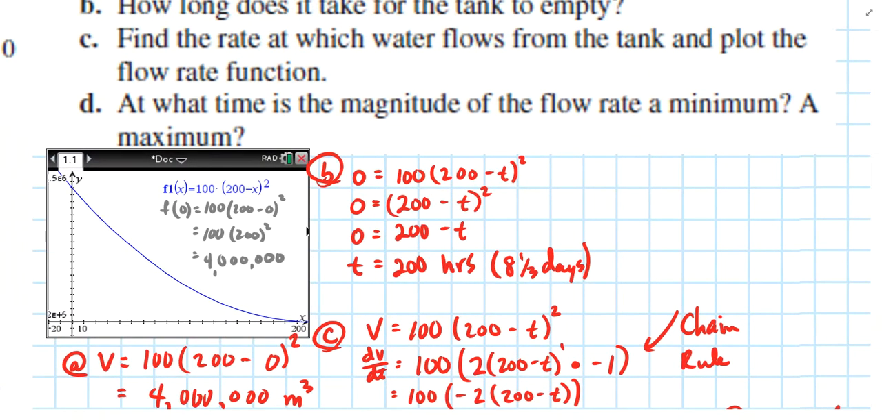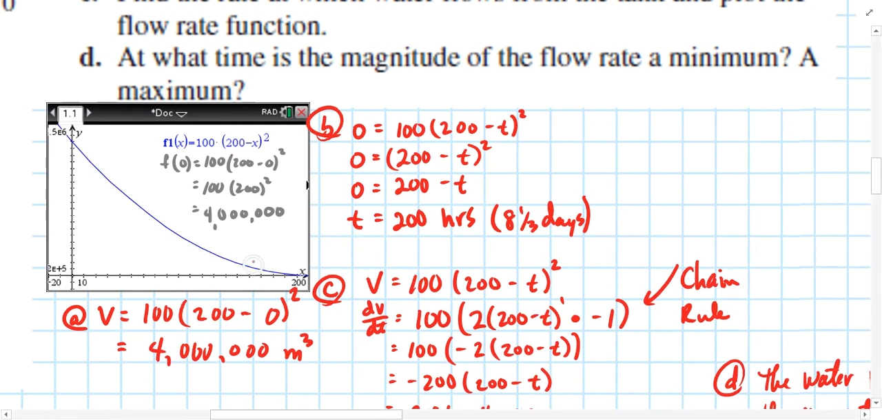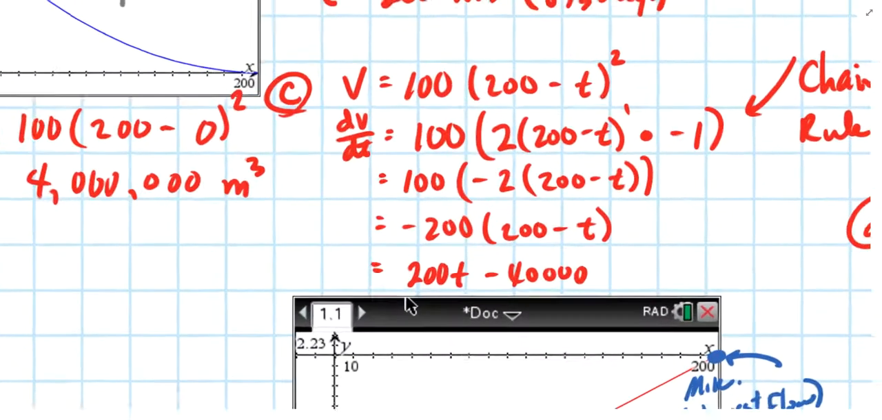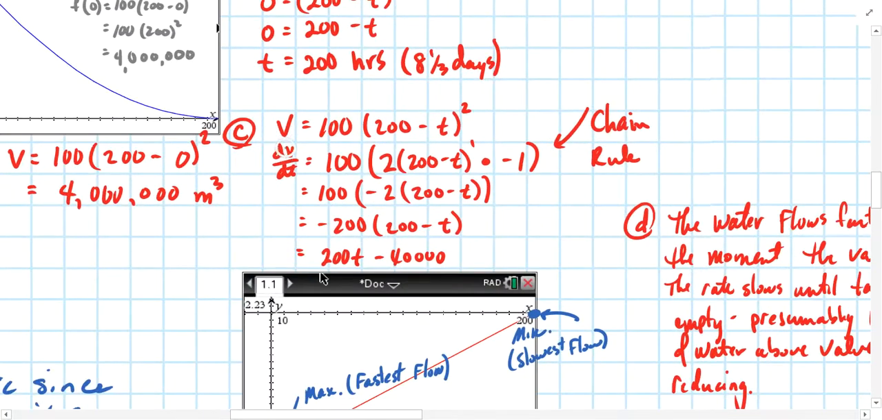For part C, find the rate at which the water flows from the tank and plot the flow rate function. Again, the flow rate is the derivative of the volume function. So this V does not stand for velocity in this case. This V stands for volume. And the change in volume with respect to time, dV/dt, would be a good use of our chain rule.